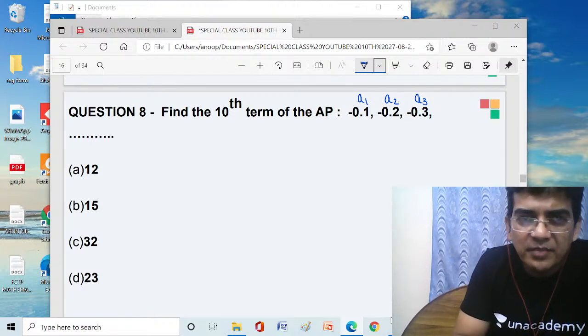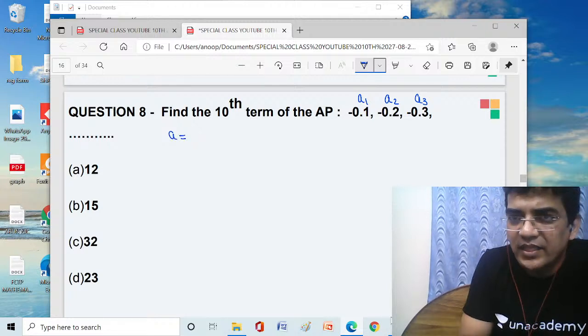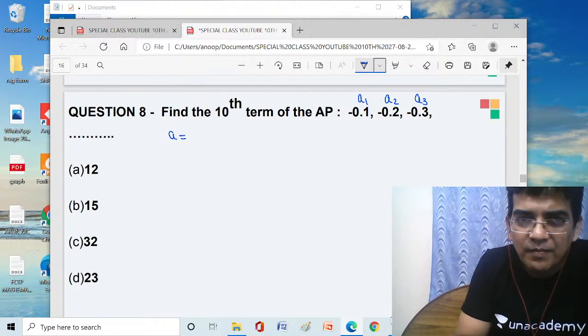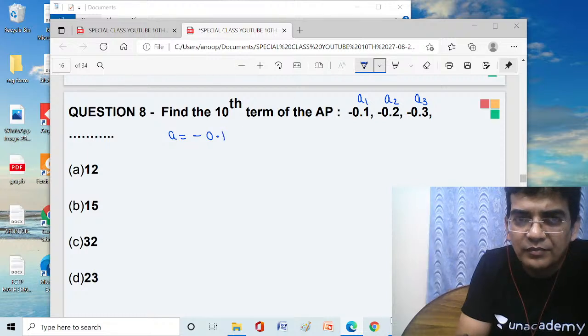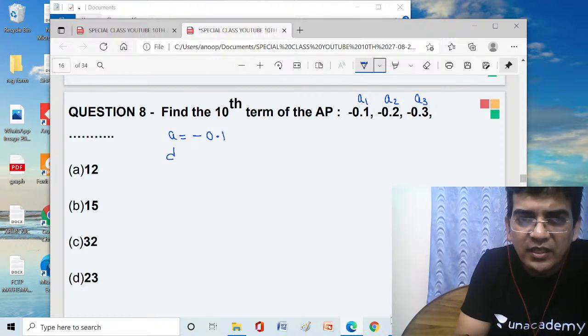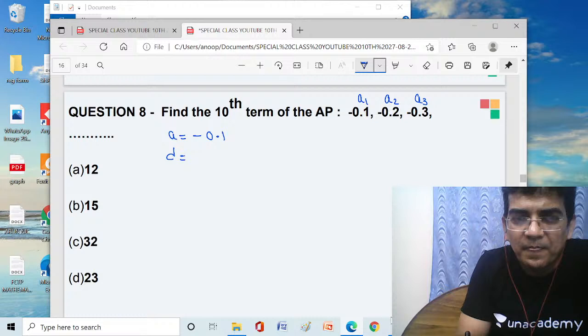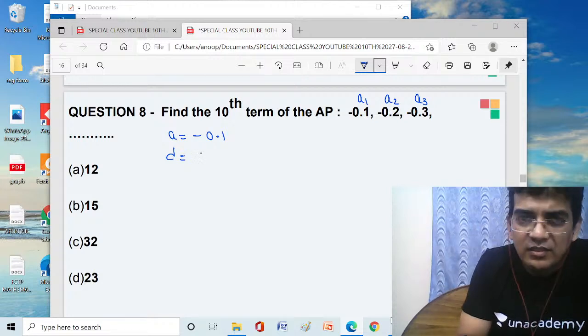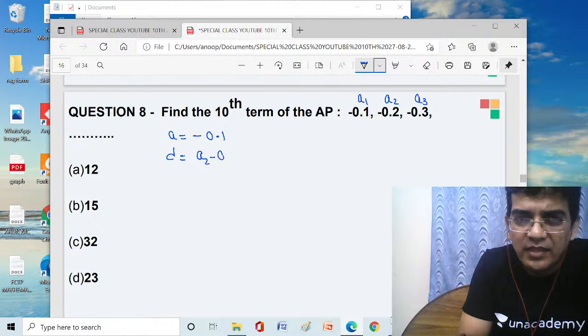Okay, whenever an AP is given to you, what is your first step? Your first step is to write A. What is A? We say the first term of the AP is called A. So A is minus 0.1. Our next step is to find the common difference. How do we find the common difference? So formula is A2 minus A1. This is the formula, okay?